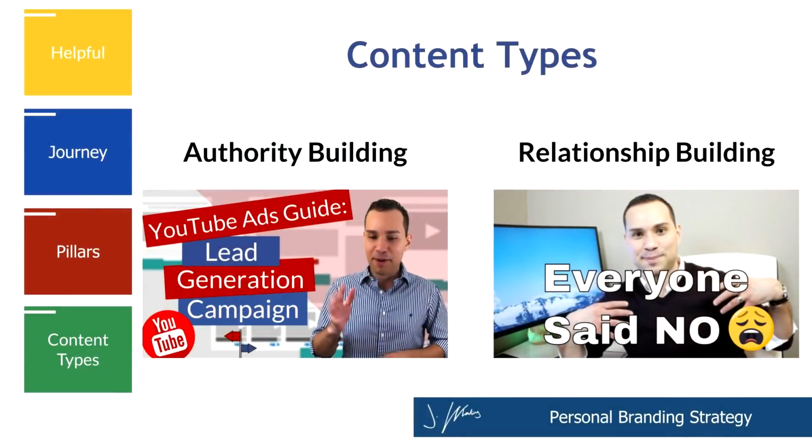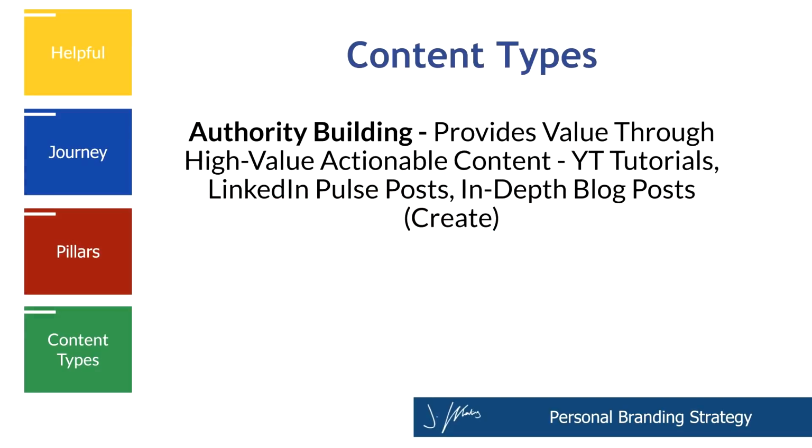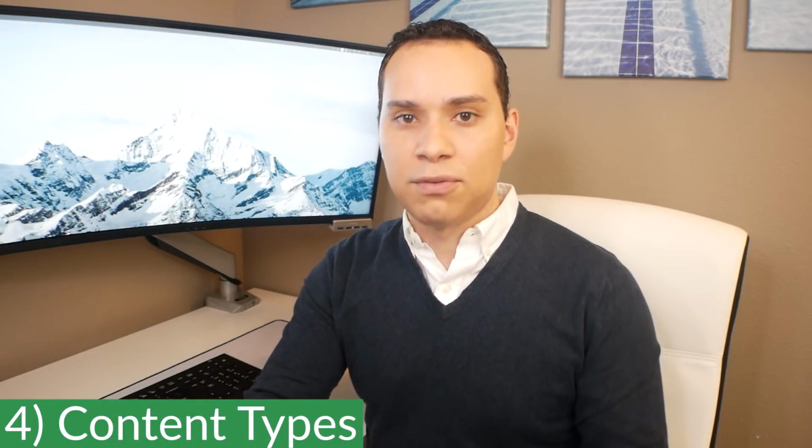Now, when it comes to actual content creation, this is phase number 4, where you're actually going to start figuring out what type of content you should make. And there are 2 main types of content, and you need both of them to build a personal brand. You have authority building content and you have relationship building content. So authority building content provides value through YouTube tutorials, LinkedIn Pulse posts, and in-depth blog posts. That's all that kind of authority thought leadership stuff where you're getting real nitty-gritty with the details.